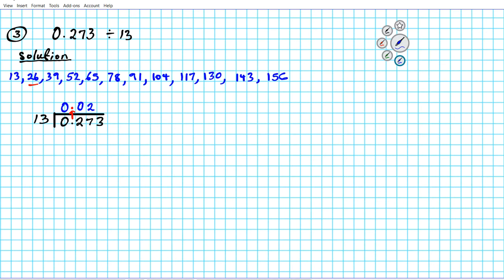2 times 13, 26. Subtract. Always subtract. We have 1. So we'll follow the same procedure, right? Divide, multiply, subtract, which we just did, and bring down. Bam. How many times does 13 go into 13? 13 goes into 13 exactly once. Multiply, subtract, 0. We are done. So there goes your quotient right there.